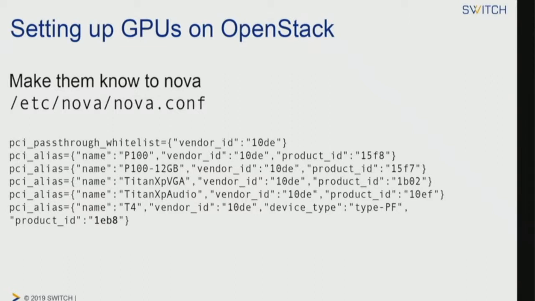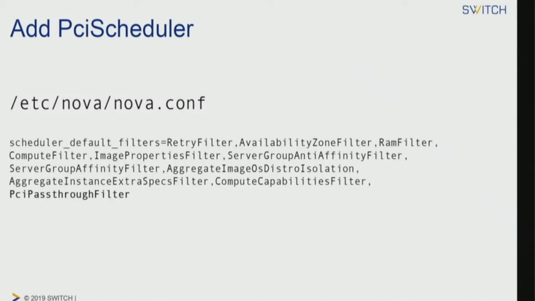If you do that, you define aliases. So you have a bunch of NVIDIA cards here, P100s, Titans, T4s, and you can reference them later on. Then, OpenStack has a scheduling mechanism. When you schedule a virtual machine, it will try to find a host that satisfies certain conditions.